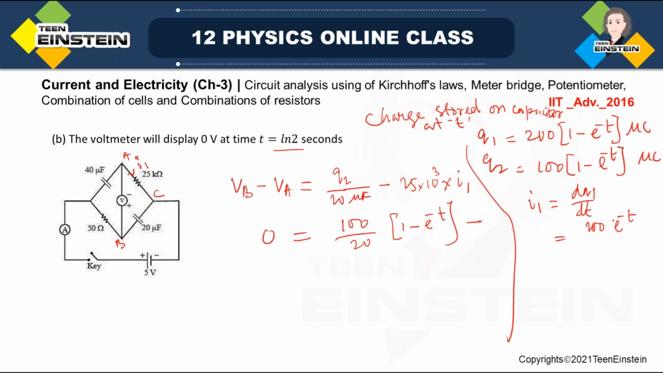This was actually microcoulomb, so we can put it here directly as microcoulomb. Let us see what we can write here. 25 into 10 to the power 3, along with that, 200 into 10 to the power minus 6 into e to the power minus t. So if we just see, this is 5 into 1 minus of this.